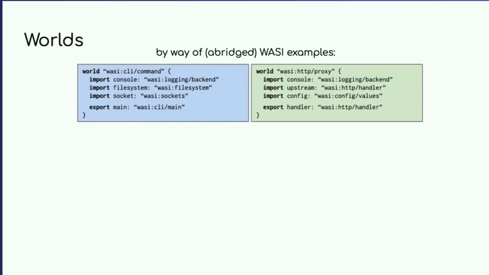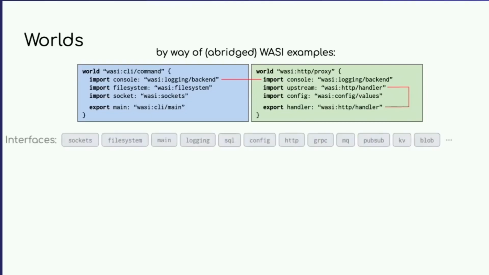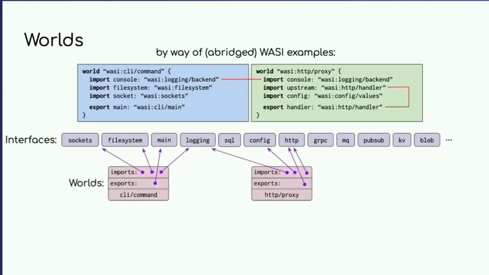But separately, I could have a WASI HTTP proxy world, where I get to import a console. So here we're using the same interface. Interfaces don't care which world they're used in, they can be used by multiple worlds. But instead of a file system and sockets, I'm importing an upstream handler and configuration values. And instead of exporting main, I'm exporting an HTTP handler interface. And here we can see the same WASI HTTP handler interface used as both an import and an export, because interfaces don't care, they can be imported or exported, and this is critical for virtualization, which we'll get to in a bit.